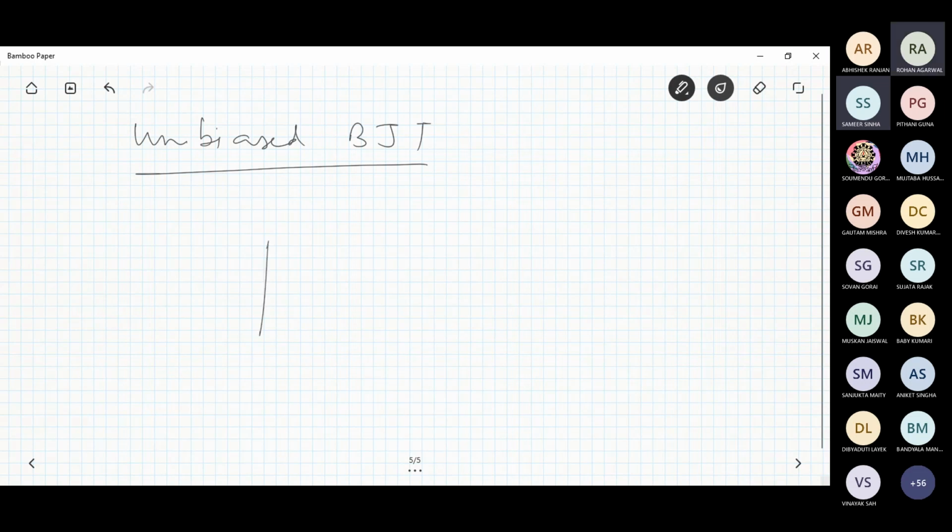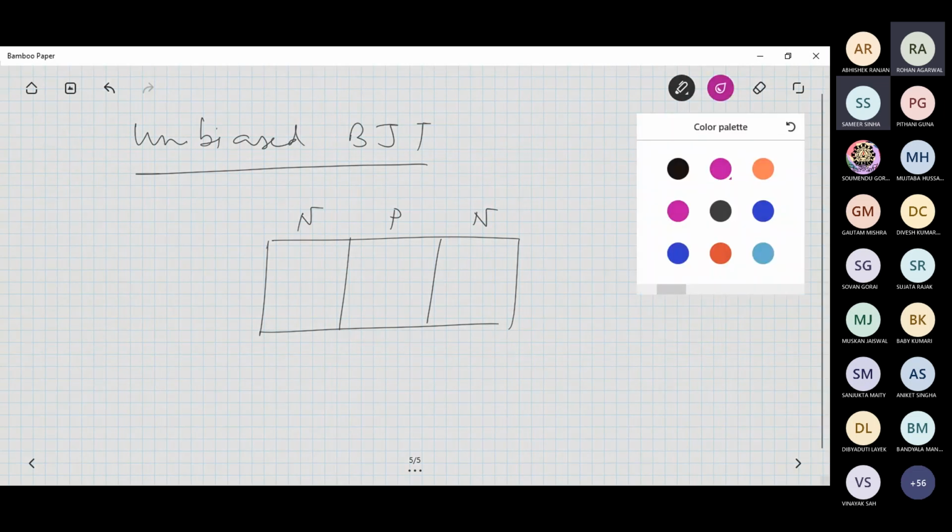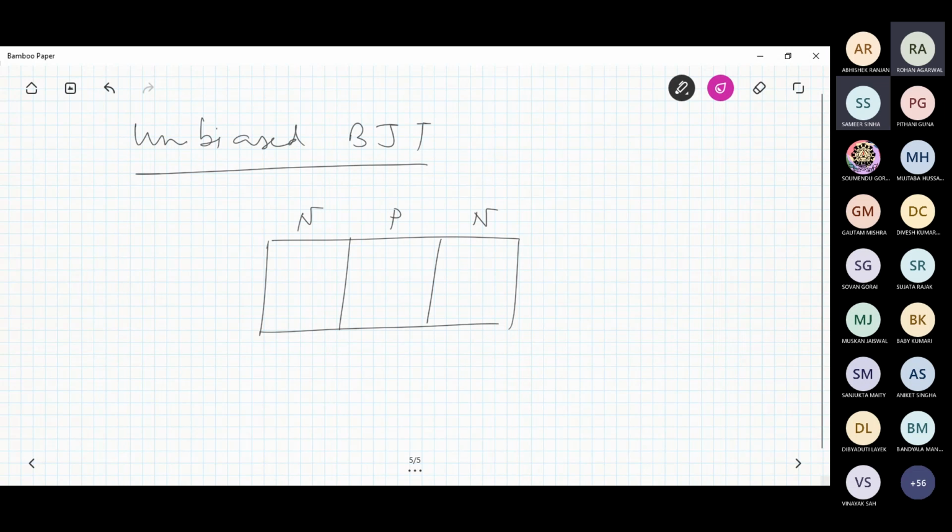Okay, the situation is like this. If you have got three regions, let us consider with NPN. Remember, PNP discussions will be exactly the same. Only difference will be the polarity of the voltage. Okay, so this terminal will be emitter, this terminal will be collector, and this terminal will be base.